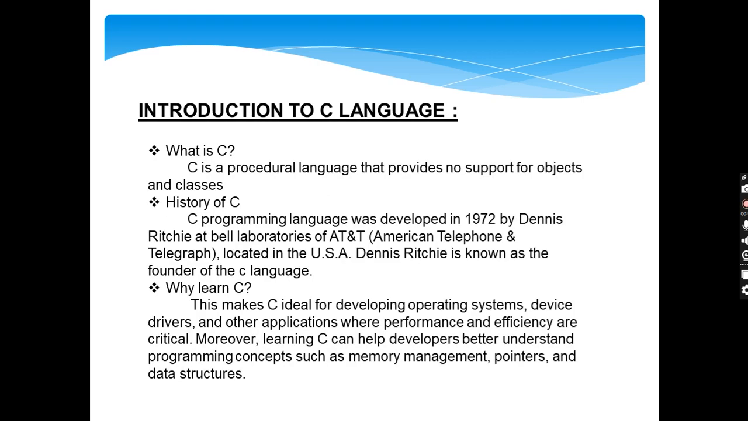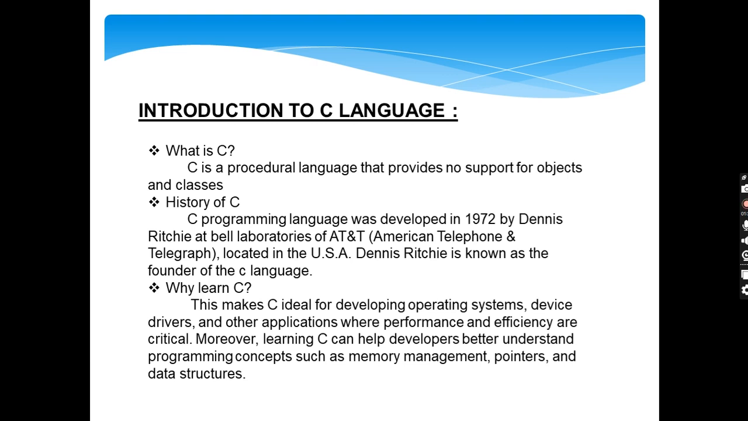Introduction to C language. What exactly is C? It is a procedural language that provides no support for objects and classes. What is the history of C? The C programming language was developed in 1972 by Dennis Ritchie at Bell Laboratories of American Telephone and Telegraph, located in USA, and Dennis Ritchie is known as the founder of C language.